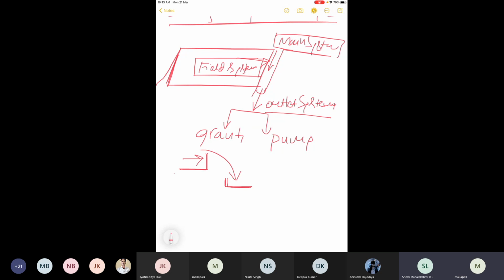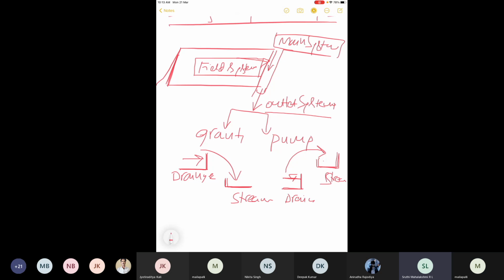Whereas, if this is the drain, and this maybe is a stream or something where you want to dispose it, in the pump system the drainage base is here, and your stream might be at a higher elevation. In this case, you need to use a pump to dispose the drainage water. This is the drain, this is the stream. That's where there are two systems in place.